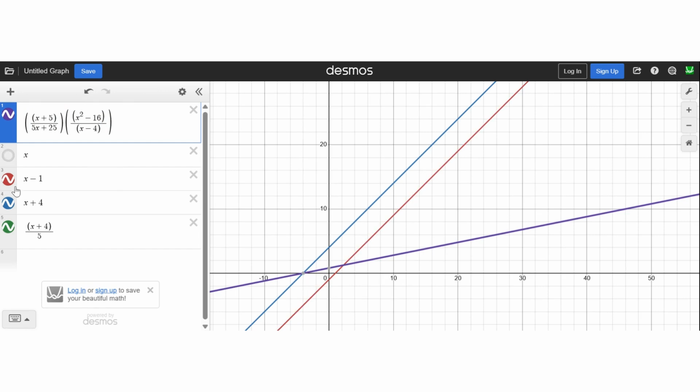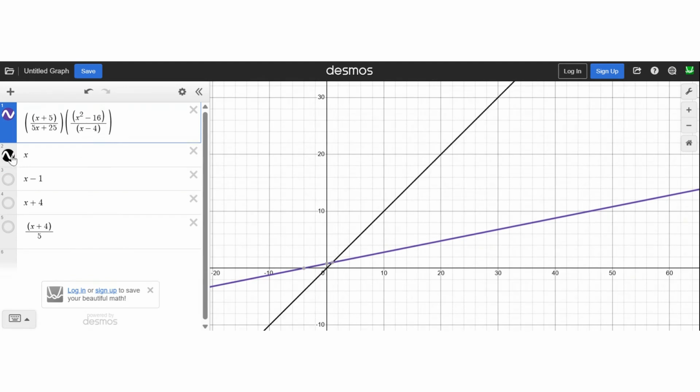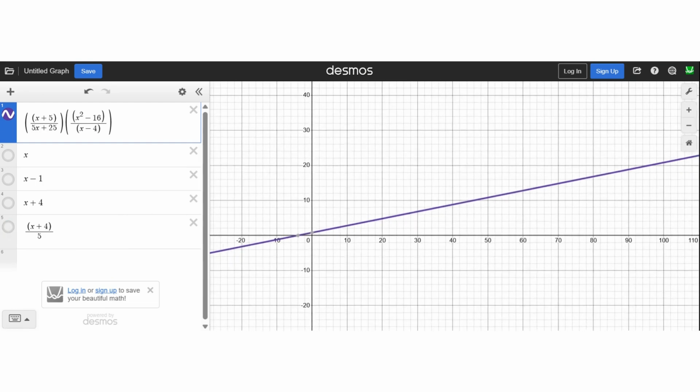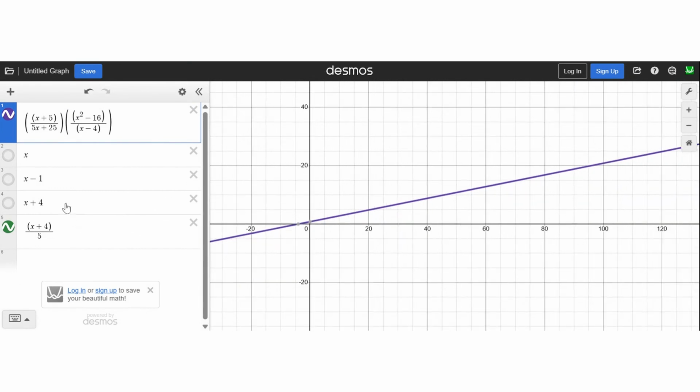So again, just like the others, we're going to undo these and just check one at a time. So we're trying to see which one overlaps with the purple. So it's not x minus 1, it's not x plus 4. And it looks like here, let's see, it is the x plus 4 over 5 is the correct answer. You'll see that it switches from purple to green. So the last one's the correct answer here because it simplifies into that.